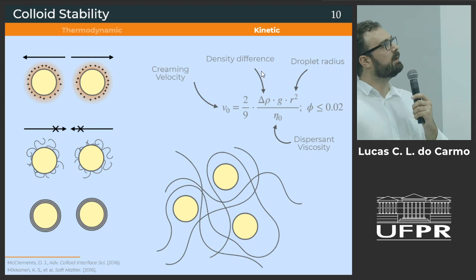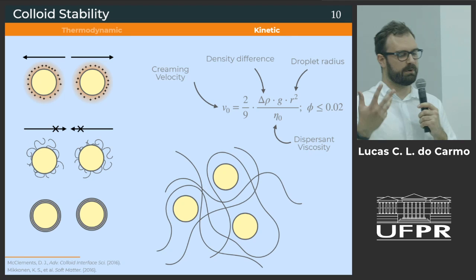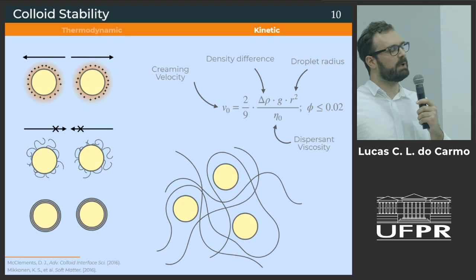And the density difference between the droplet and the continuous phase, the internal and external phase, is also relevant for diluted emulsions. But the same principles apply for emulsions that have higher concentration, but other factors come into play as well when you have more droplets dispersed.